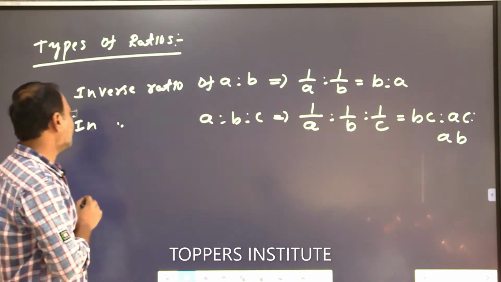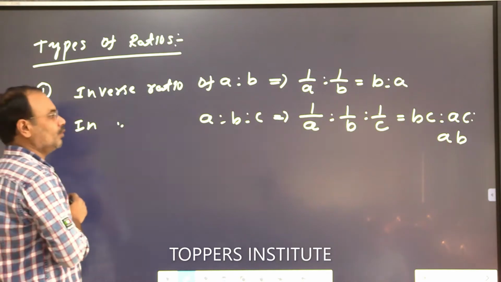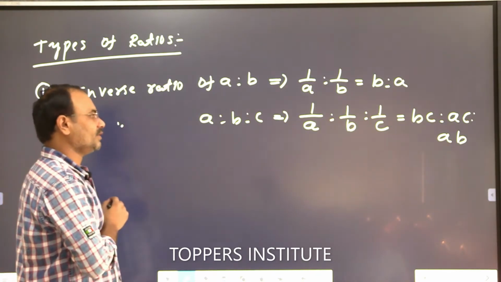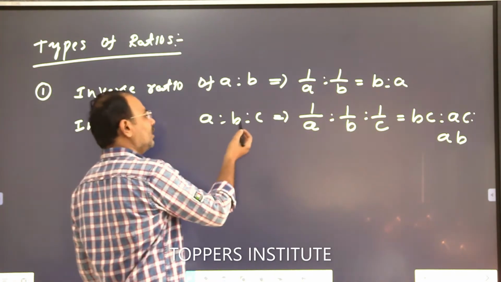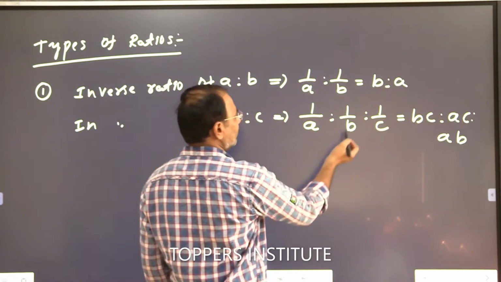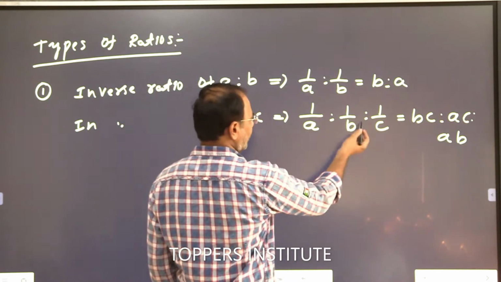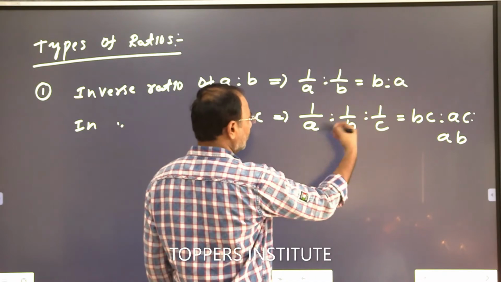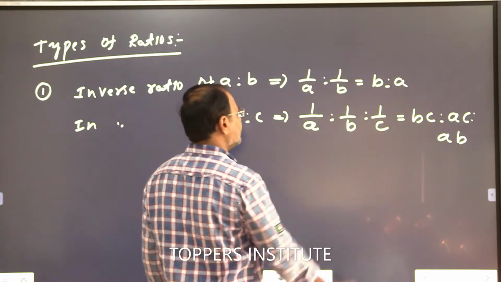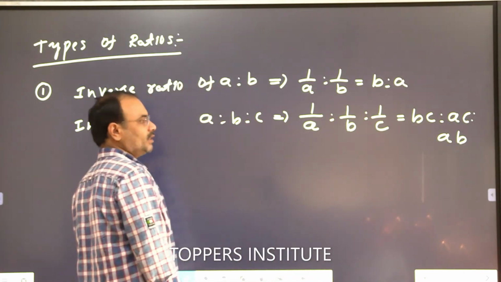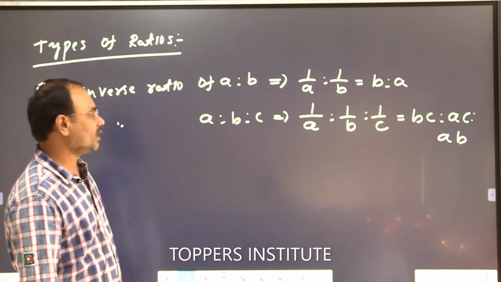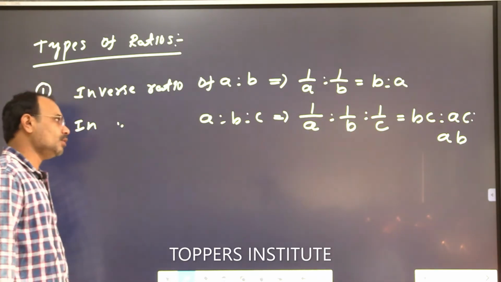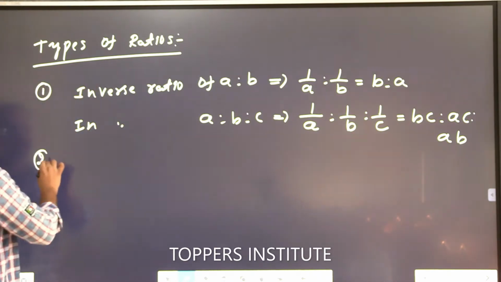In the same manner, inverse ratio of A is to B is to C is equal to 1 by A is to 1 by B is to 1 by C. Inverse of A is 1 by A, inverse of B is 1 by B, inverse of C is 1 by C. Simplifying this fractional ratio into general ratio, we get BC is to AC is to AB, which is nothing but inverse ratio of A is to B is to C.